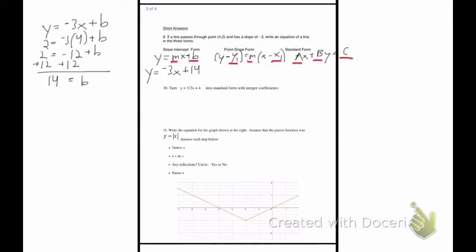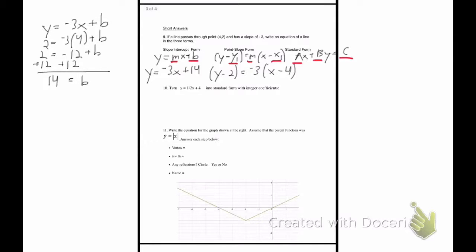There's our first answer. The second, point slope form. Well, they gave us all the information. We don't have to find anything. They gave us a y, they gave us an x, and we have the slope. So to write it in point slope form, we just write y minus 2 equals negative 3 times (x minus 4). That's it.